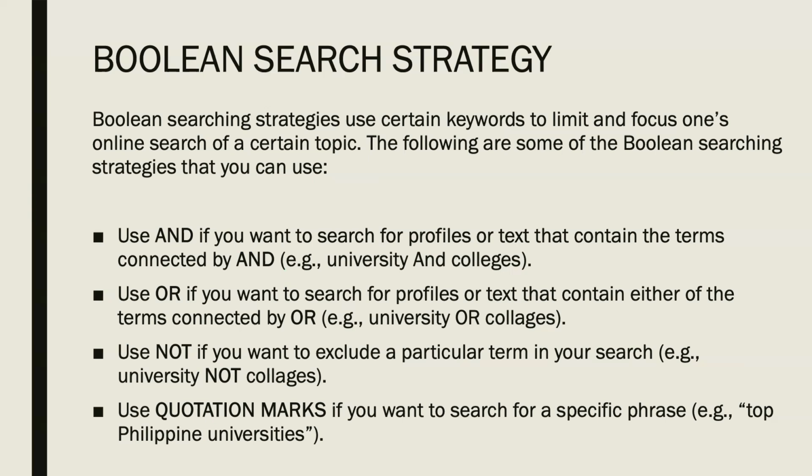I'm sorry. AND will limit your search, because AND means the search should have both keywords in the results. So if you use the word AND as a Boolean strategy, it will only specify your results having both terms. But if you're going to use OR, this will expand your results. That means university OR colleges. So some results might come up with only university, and other results with only colleges. So it's either of them.